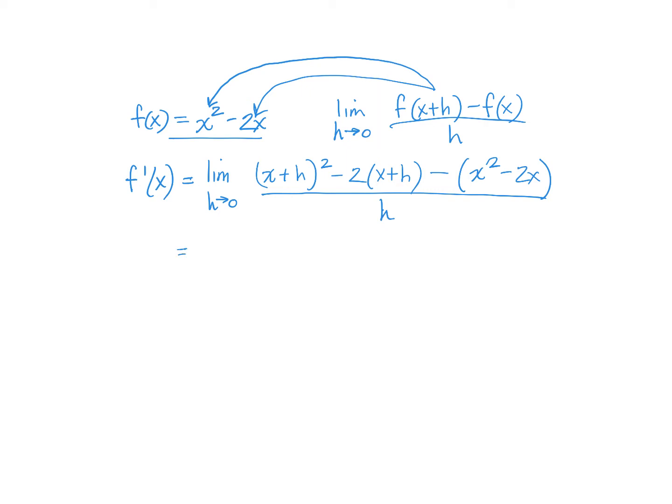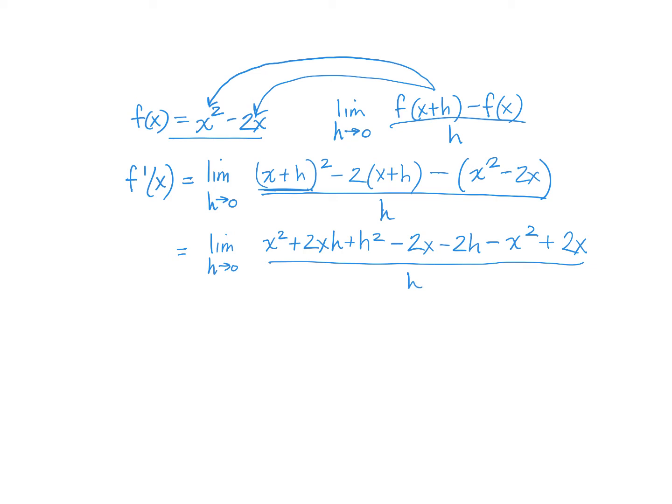Okay, so let's keep simplifying now. The limit as h approaches 0, and we have to use the FOIL method to multiply this out, so we get x squared plus 2xh plus h squared. That's this thing multiplied out. Minus, I'm going to distribute the negative 2 with the x and the h, so minus 2x minus 2h. And now I'm going to distribute the negative sign here with x squared, and then negative minus 2x is going to become positive 2x, and that's all over h.